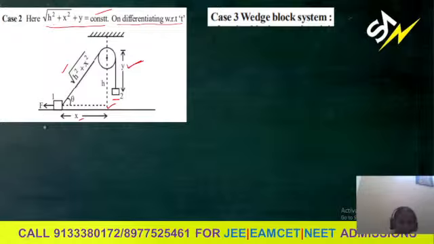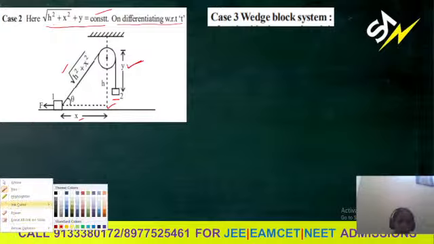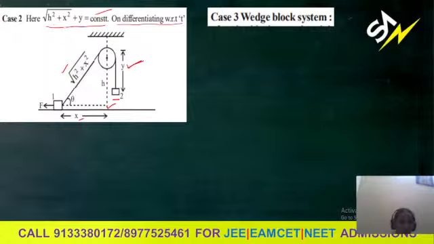So we need to find with which velocity block 1 moves. So here we are going to differentiate the above distance equation with respect to time. So take the equation: under root of h square plus x square plus y is equal to constant.